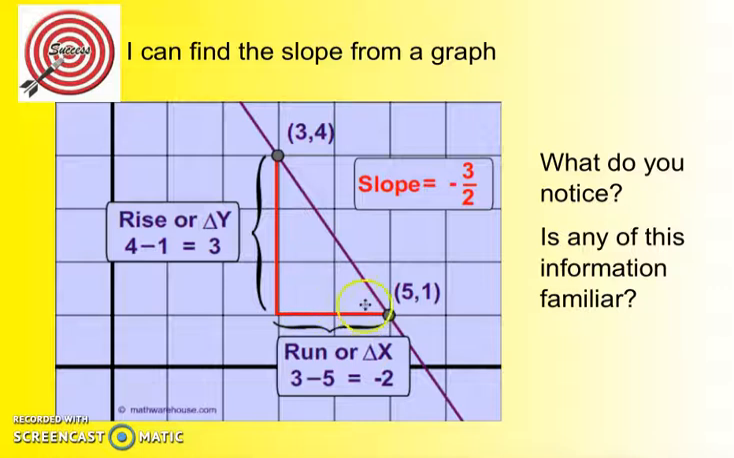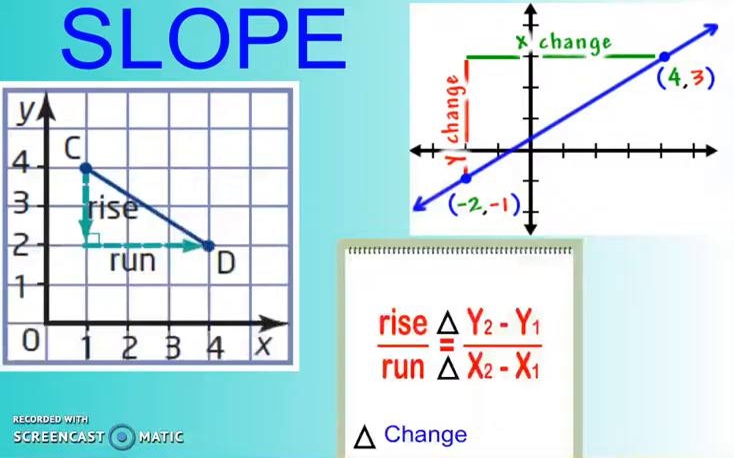Same thing with the x's. If I start at the 5 and I have a 3, well, if I look at the difference between them, 3 minus 5 is -2, but do you notice there's still 2 spaces here? Okay, so that's where that rise over run came from.